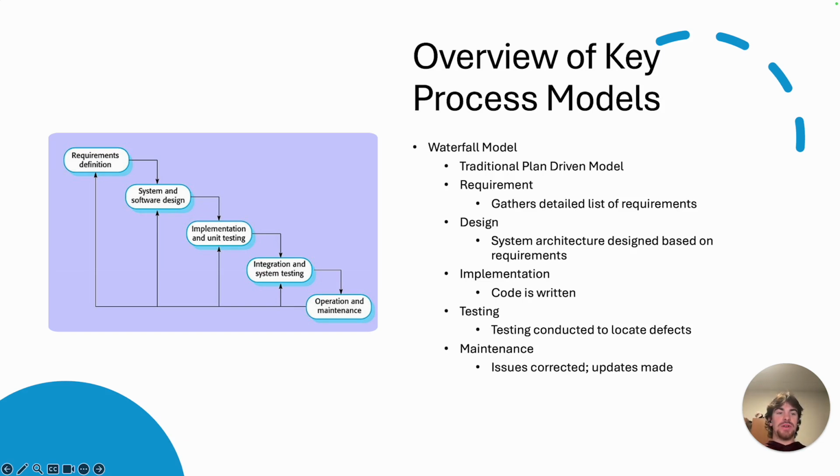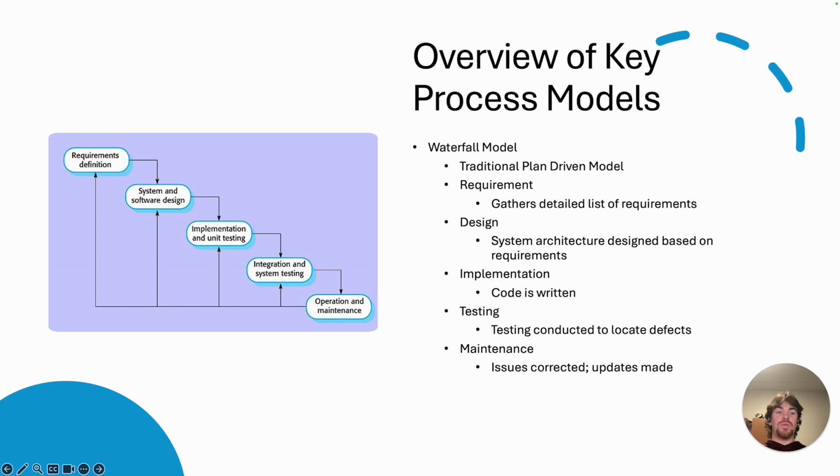After implementation, rigorous testing is conducted to identify and resolve defects, ensuring the software functions correctly and meets the original requirements. Once deployed, the software enters the maintenance phase, where issues are corrected and updates are made when necessary. The problem within the waterfall model comes in its flexibility to accommodate change.